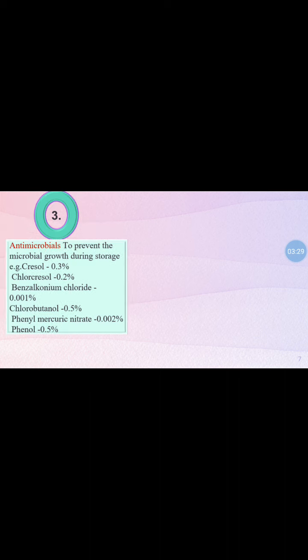Then next one is the antimicrobials. Antimicrobials are used in the parenteral products to prevent microbial growth, especially in multi-dose containers. During the withdrawal of the dose, the product may get contaminated. Hence, to maintain the sterility of the product, antimicrobials should be added in the parenterals. And the examples are cresol, chlorocresol, benzalkonium chloride, chlorobutanol, phenylmercuric nitrate and phenol.